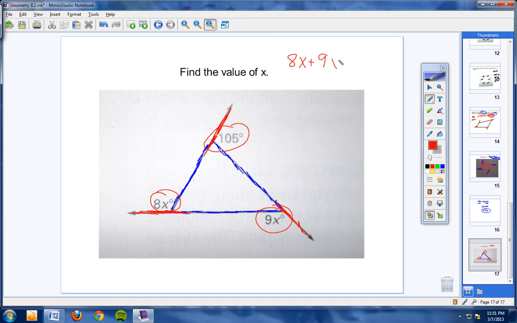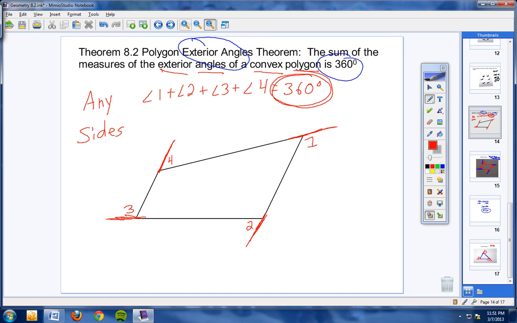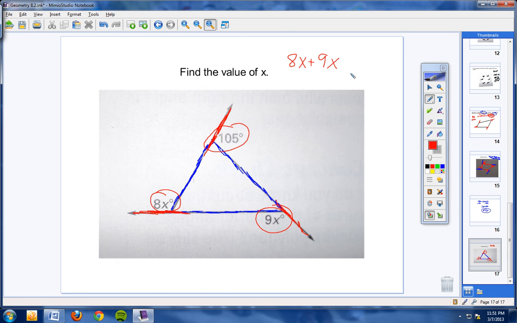We learned from this theorem way back here that the exterior angles of a convex polygon always equal 360. So I have 3 exterior angles, that's all of them. And if I add them all up, 8x plus 9x plus 105, I should get 360. Now let's see if we can't simplify. 17x plus 105 equals 360. Does everybody see where the 17x came from?